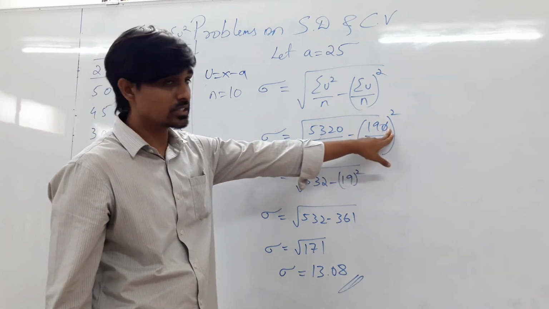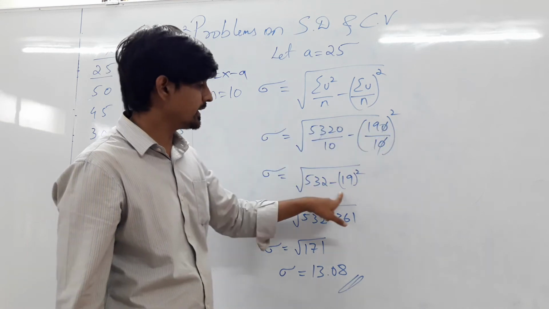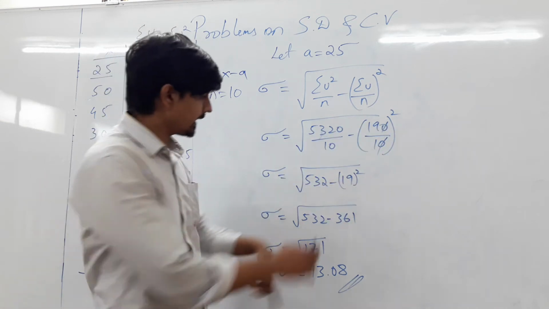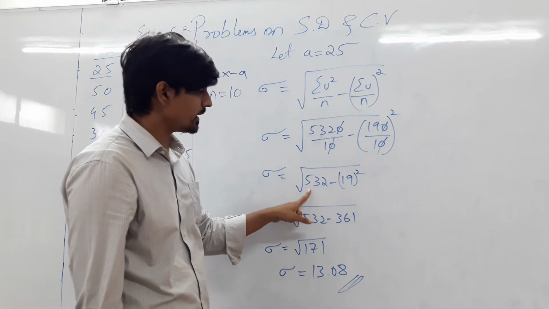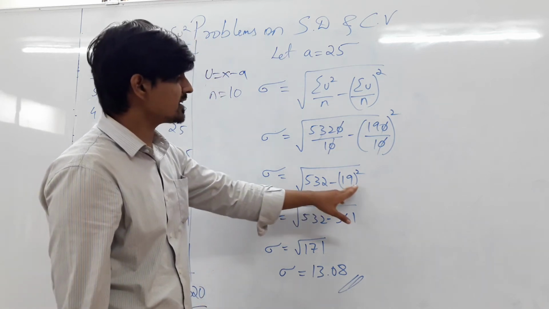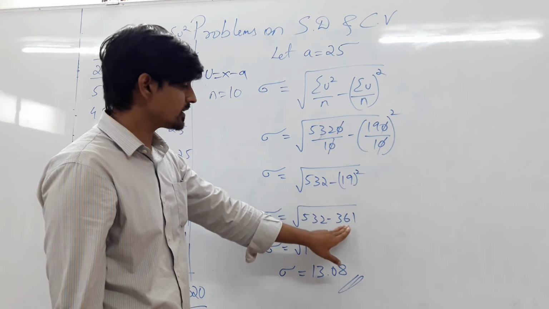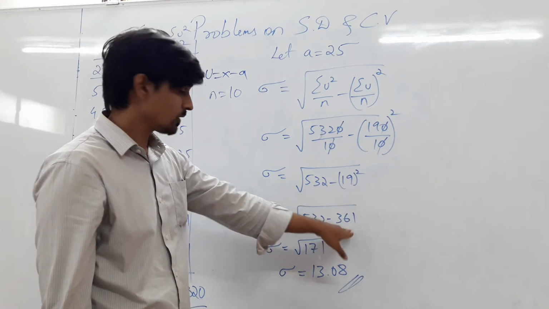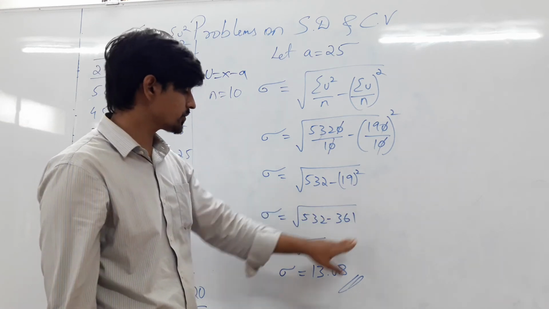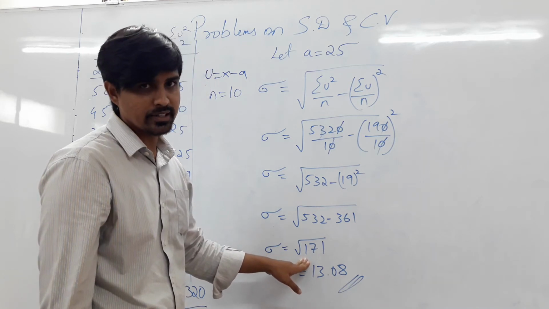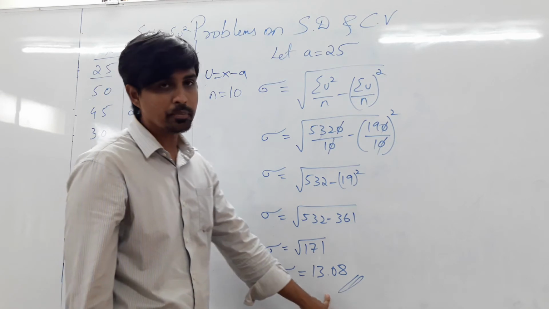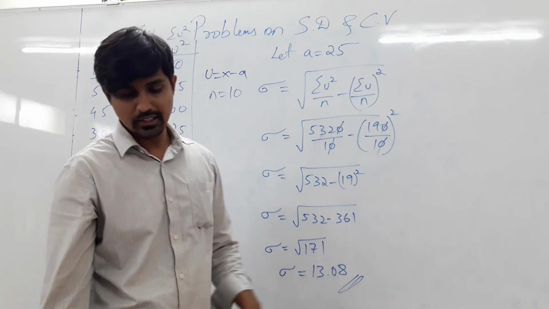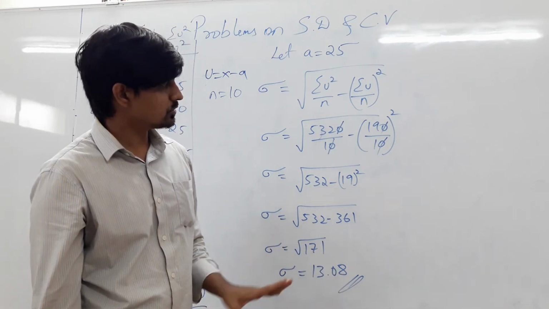0 and 0 get cancelled. What is remaining? 19 square is remaining. I have written it here. And this 0 and this 0 also get cancelled. What is remaining? 532 is remaining. Now what is 19 square? 19 square is 361. Okay, so 532 minus 361 is how much? 171. So what is under root 171? It should be 13.08.